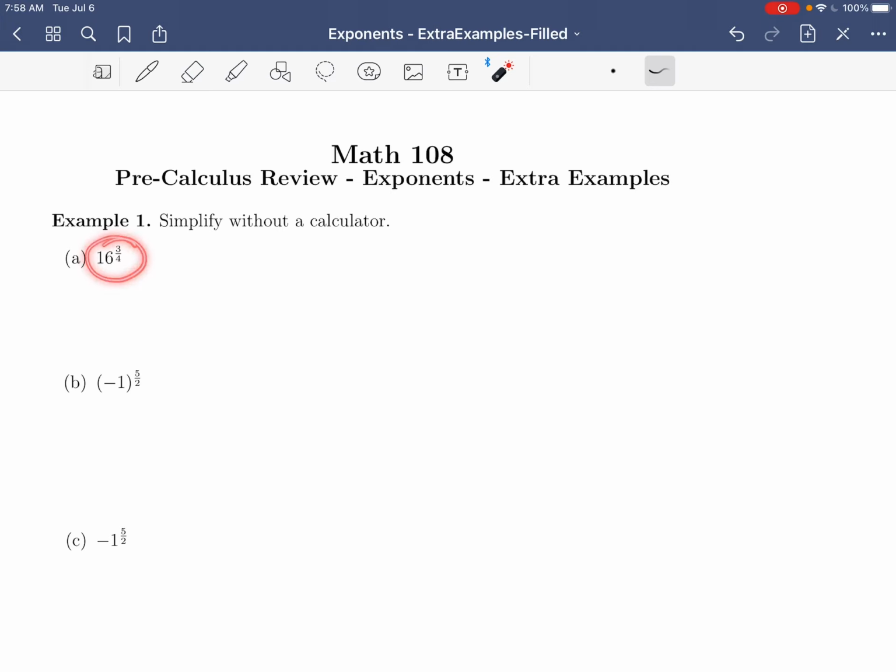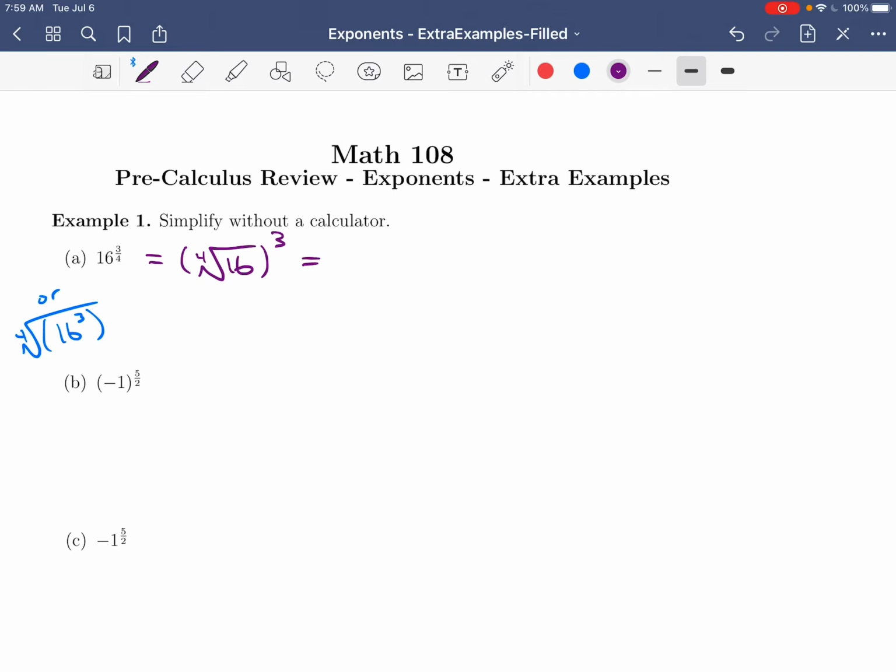So this first one, we want to remember what it means to be a rational exponent. 16 to the power 3 over 4, we can write as the fourth root of 16 to the power 3. Now you could also write it 16 cubed to the power 4. But then the numbers get bigger, so without a calculator this can be challenging. So I usually try to do the roots first if I can. I know that the fourth root of 16 is 2, so that's 2 cubed, so I get 8 as my final answer.